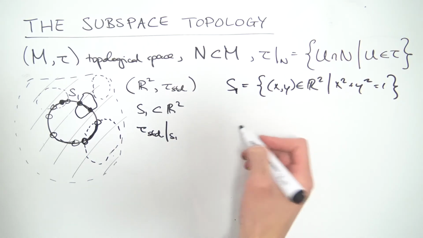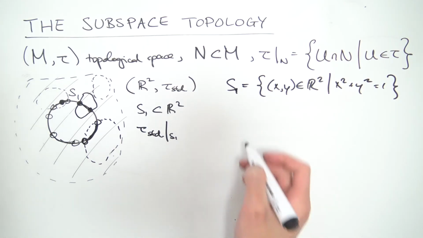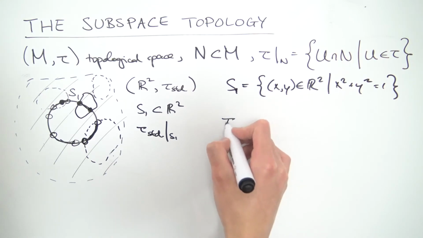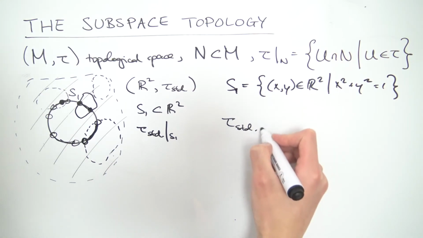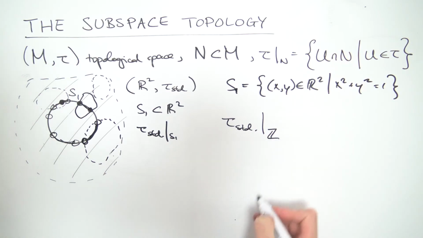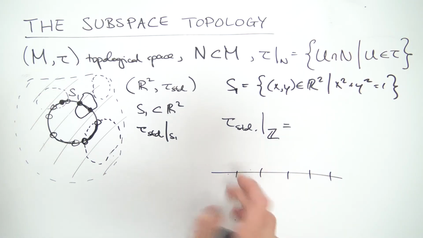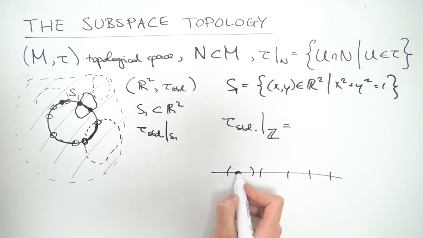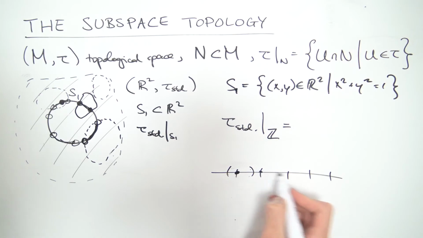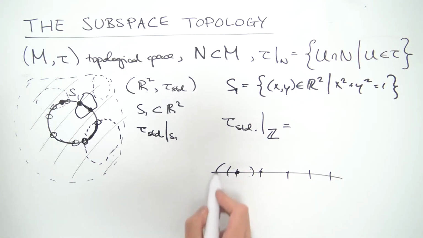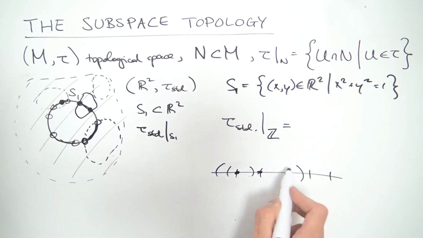You can also construct the topology on the integers as well. For example, you could have tau standard but restricted to the integers. So what would that look like? Well, you have your set of integers over here, and you take any arbitrary neighborhood and take the intersection with the integers, and you'll recover each of these points over here, and you can make these open intervals as big as you want, and you'll just recover more of them.